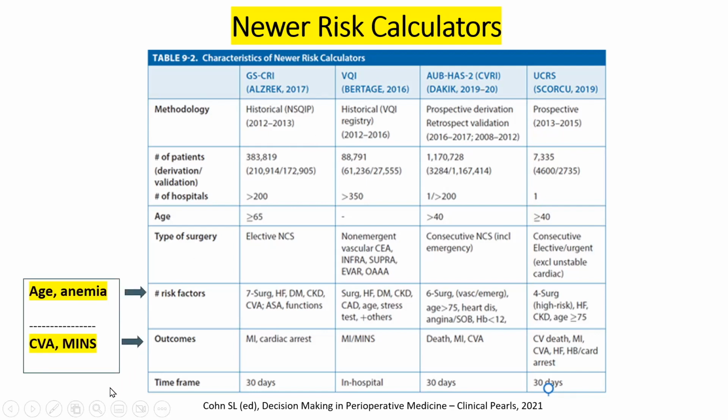Now, several new risk factors have emerged from these calculators that are being emphasized: age and anemia. And they've also looked at several different outcomes. Stroke, which I don't personally consider as a real cardiac outcome. It's cardiovascular, but not true cardiac. And MINS, myocardial injury after non-cardiac surgery. And if we start to use MINS as a complication or as an outcome, none of the calculators are really good. They all will grossly underestimate it because MINS occurs in 15 to 20% of surgical patients.